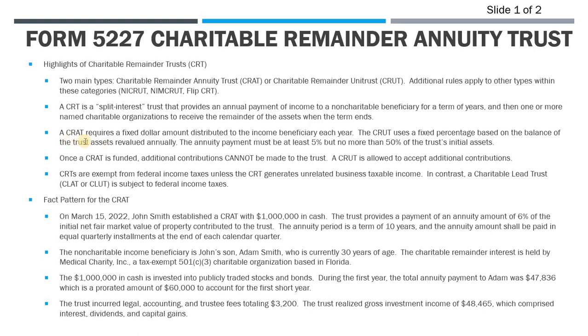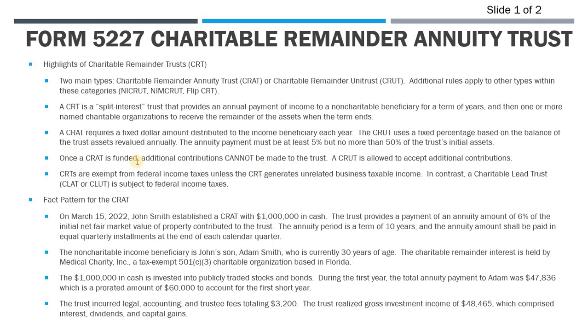Now, when we look at CRATs, these annuity trusts require a fixed dollar amount paid to the income beneficiary each year, and the dollar amount is fixed regardless of whether the valuation of the assets goes up or down. So if investment performance is really good, it doesn't mean the income beneficiary gets more money. In contrast, the CRUT uses a fixed percentage of the assets and it's revalued annually, so the amount of cash distributed to the income beneficiary does go up and down, because it fluctuates with the value of the assets within the trust.